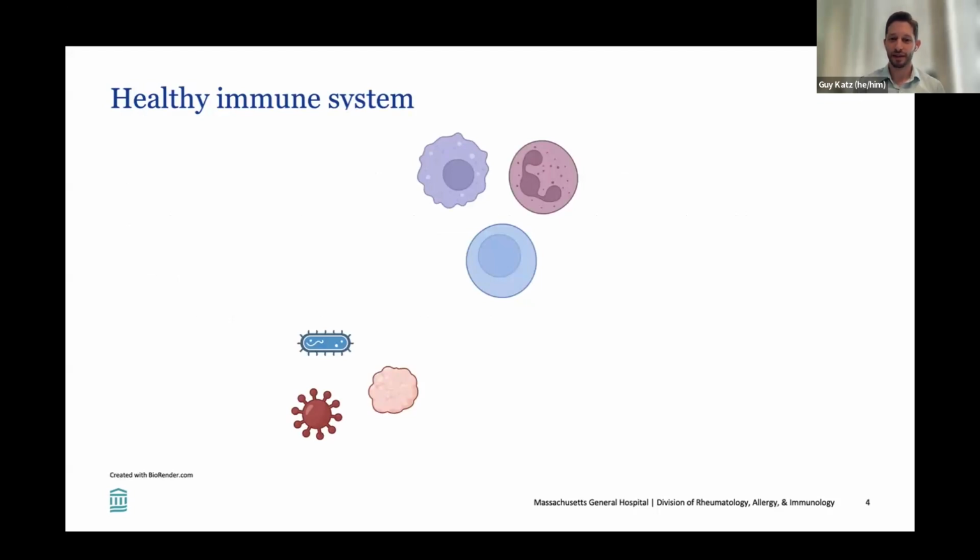In order to understand the effect of environmental triggers on vasculitis and how autoimmunity develops, I think it's important to just go over what the healthy immune system looks like and what happens during autoimmunity. So in a healthy immune system, at the top of the screen here, you can see some cells. These are cells of the immune system. And at the bottom left, you can see some pathogens, so bacteria, viruses, and the third little icon there on the right is early cancer cells.